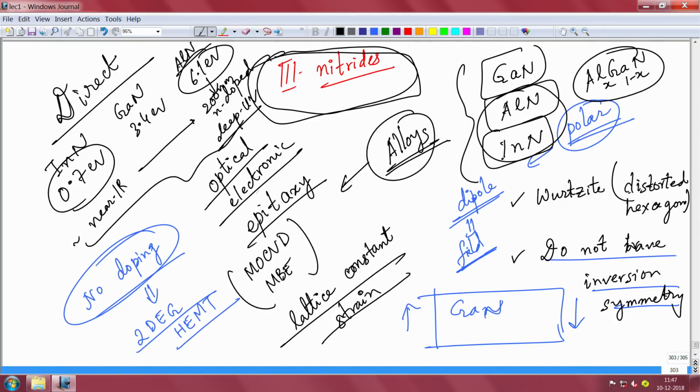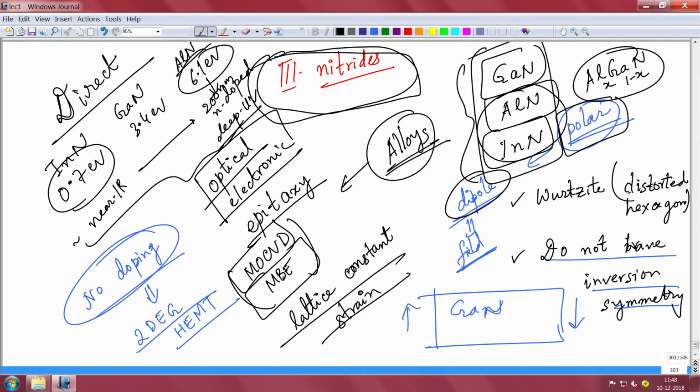All these materials have to be grown epitaxially, which means you have to do MBE or MOCVD to grow them layer by layer at the precision of an atomic thickness, as I keep telling you. And the beauty of this material system is that they are polar materials. Unlike silicon or gallium arsenide, which are not polar, gallium nitride and its family of compounds are polar materials, which means each unit cell has a dipole.